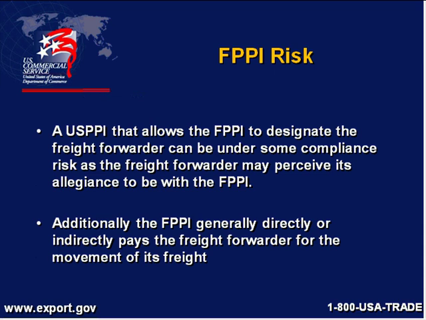I've already pretty much spoken to this. It's the foreign principal party of interest. What is the risk? The risk is that a United States principal party of interest that allows the FPPI to designate the freight forwarder can be under some compliance risk, as the freight forwarder may perceive its alliance to be with the foreign principal party of interest, not with us. Additionally, the foreign principal party of interest generally directly or indirectly pays the freight forwarder for the movement of its freight. And that's fine that they're paying it, but there is some obligation they have back to us. Next slide.